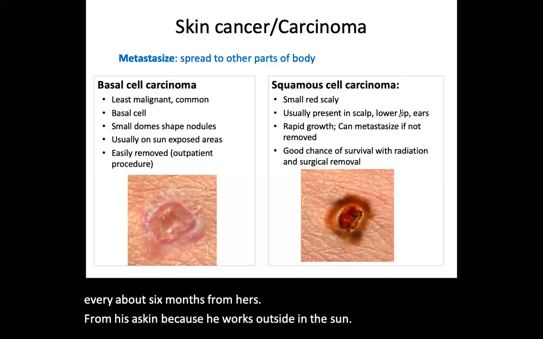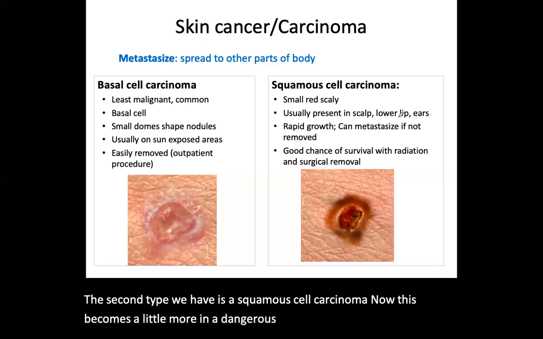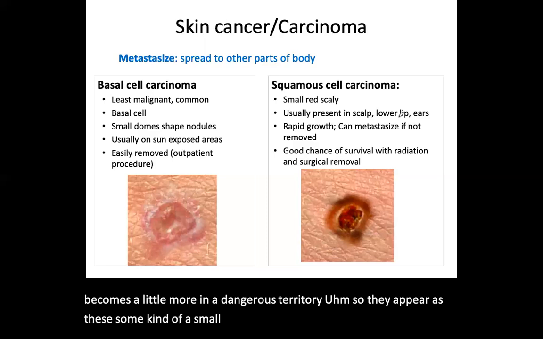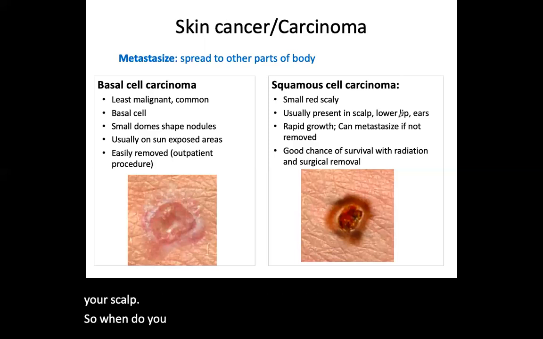Now, the second type we have is squamous cell carcinoma. This becomes a little more dangerous territory. They appear as small red scaly bumps on the skin. They are usually localized to your head area, which includes your lips, your ears, your scalp. So when they start, they're not too dangerous.